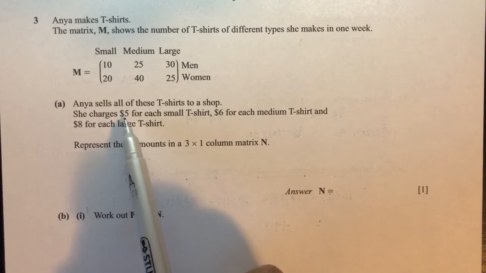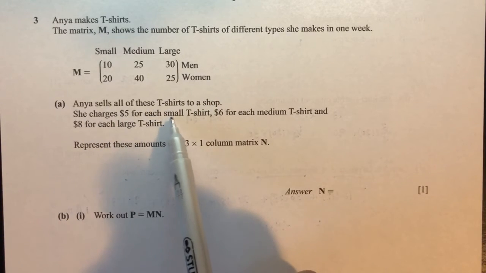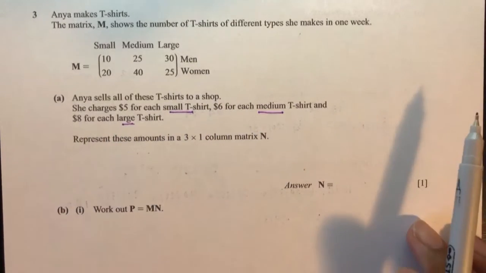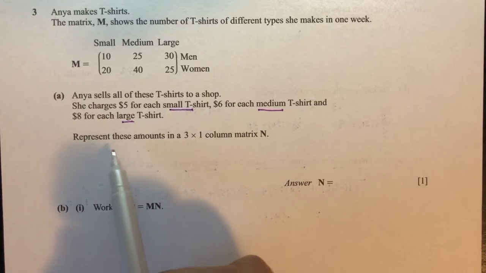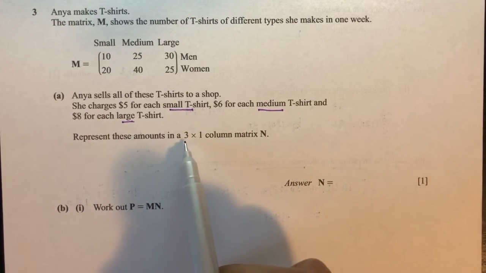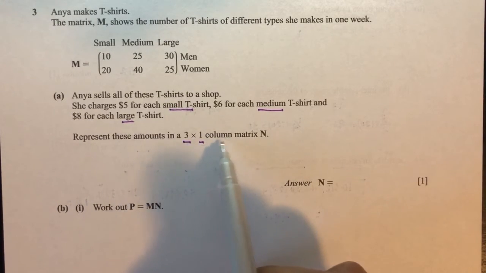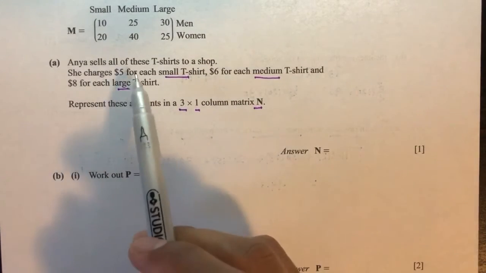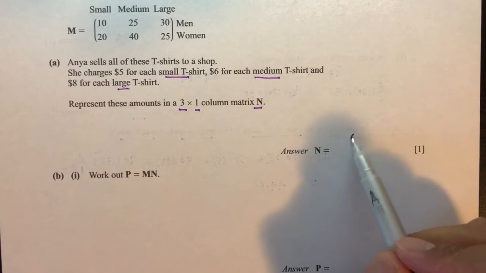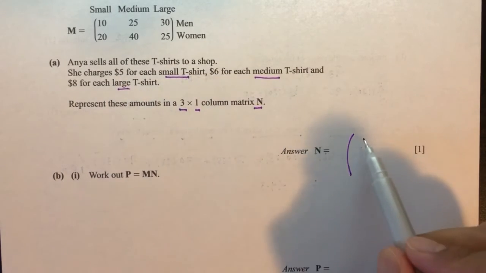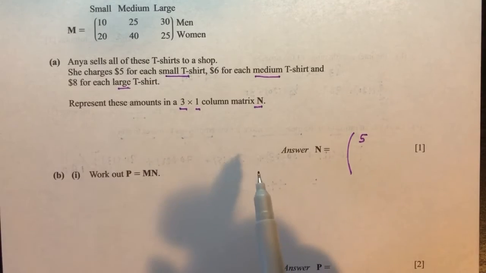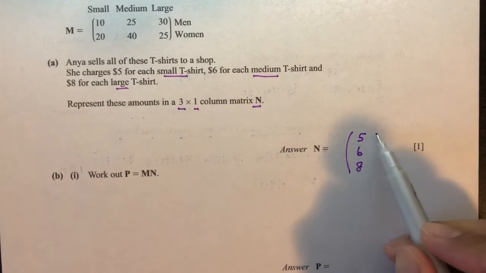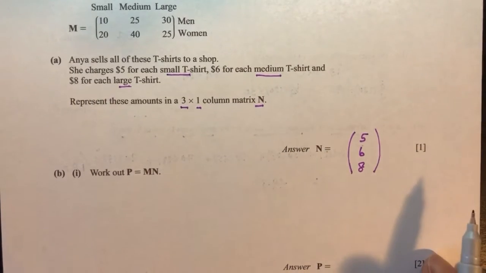She charges $5 for each small t-shirt, $6 for medium, and $8 for large. Represent this amount in a 3 by 1 column matrix N. So N should be the cost of this one. So the first one is small, which is 5, and the second one, which is 6, and the last one will be 8 for large. This will be your answer for N.